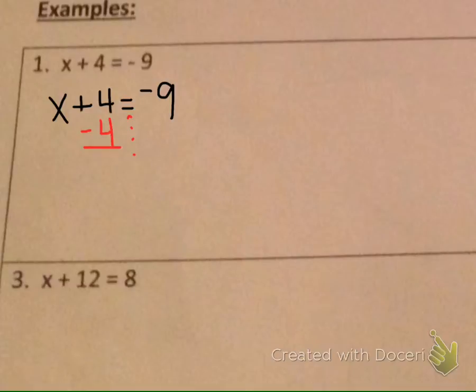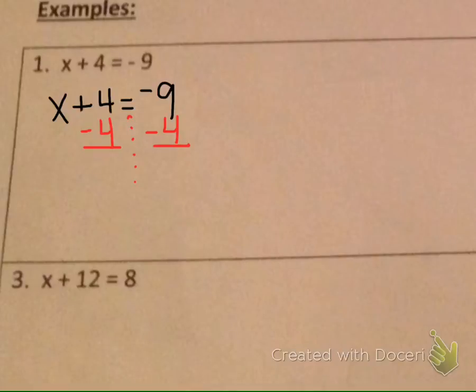And if you have a different colored pen, I would try to use a different colored pen like I am for this, to show what you're doing to the problem. Whenever you're solving equations, whatever you do to one side of the equal sign, you have to do to the other side of the equal sign. I put this little dotted line here just to make it clear which side is which.